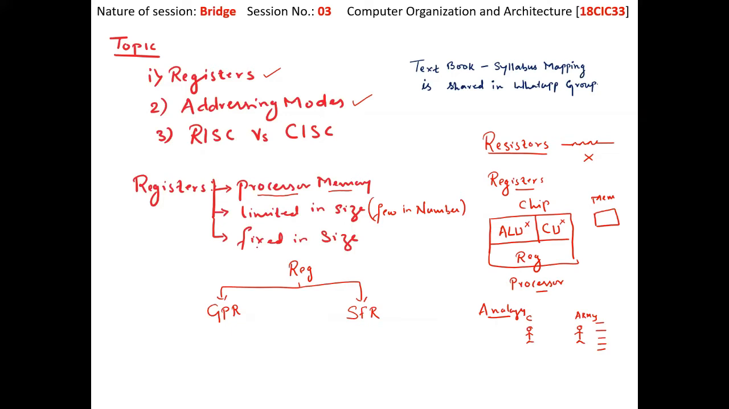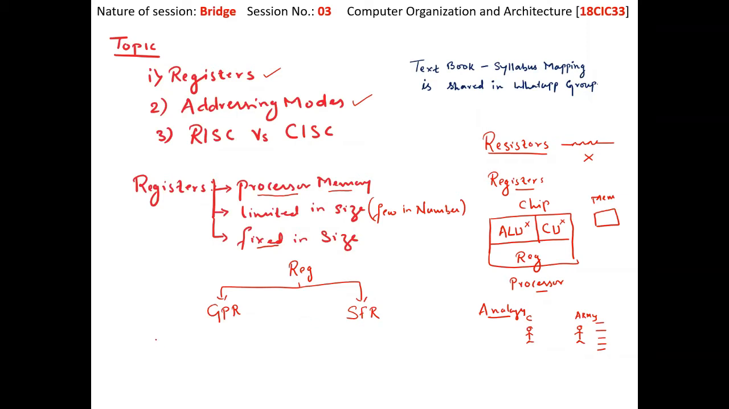And second, it should be fixed in size. As I told you, the size of the register also needs to be fixed. It cannot be varied. Okay. So those are the major features of registers. Now, if somebody asks you the question, what are registers? We must be able to tell: registers are the processor's memory, and the characteristics of the processor's memory are that they are limited in number, few in number, and they are fixed in size. And the registers are classified as general purpose registers and special function registers.